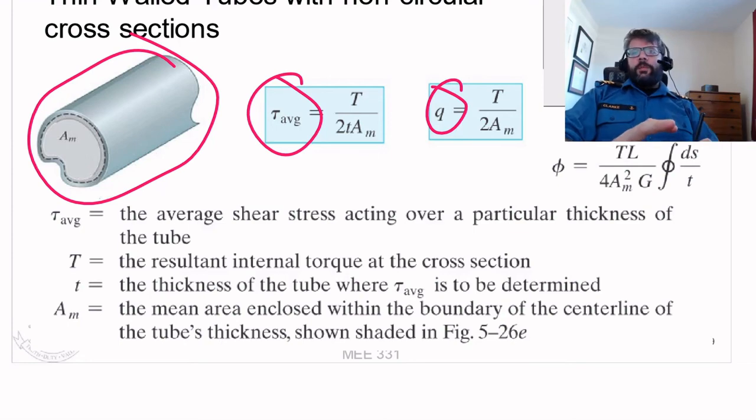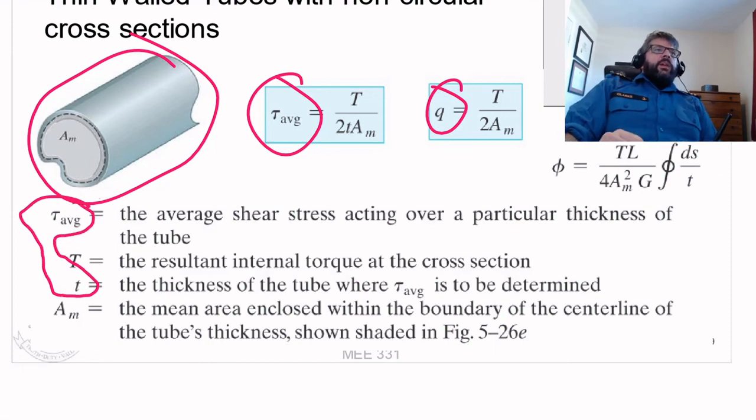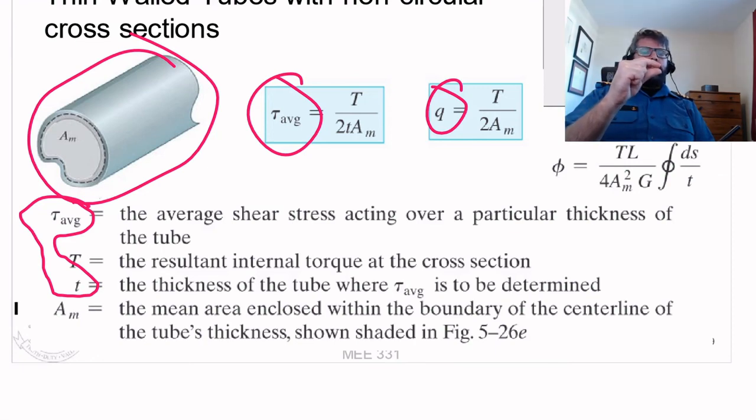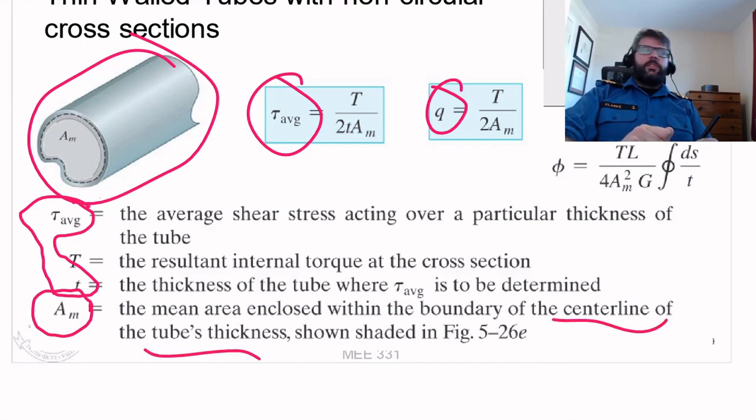So again, just keeping in mind that our tau t here is constant. If the thickness goes down, the stress level locally goes up. If the thickness goes up, the stress level goes down. And of course, for most situations, it's actually just going to be constant throughout, so your average stress there is just going to be the stress. And one thing to keep in mind is that this A_m term here is the mean area within the boundary of the center line of the tube's thickness.